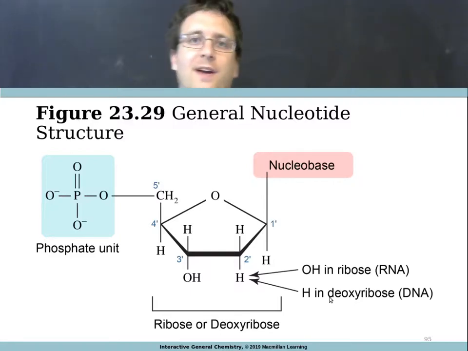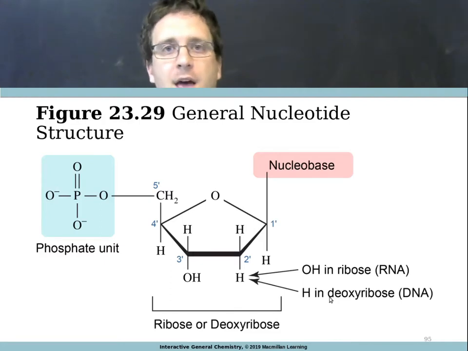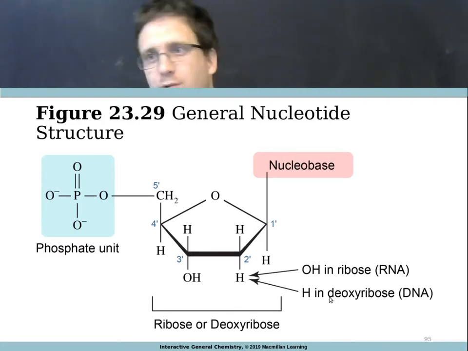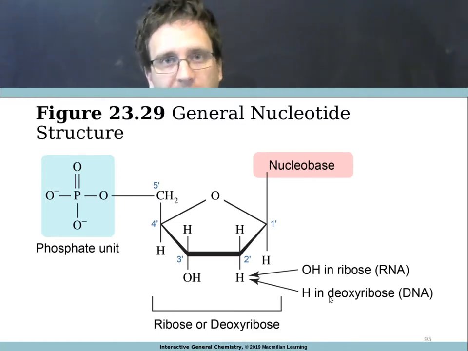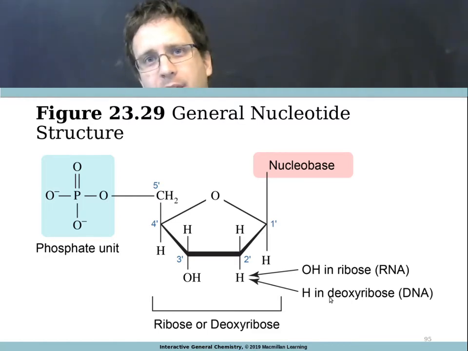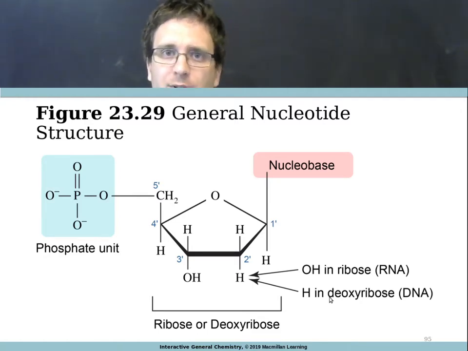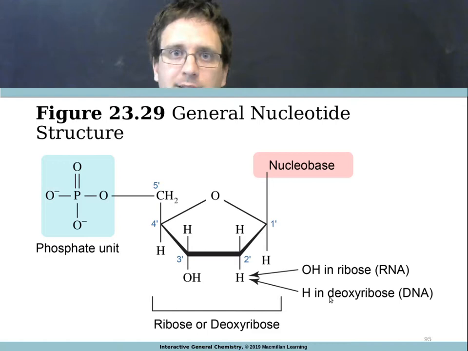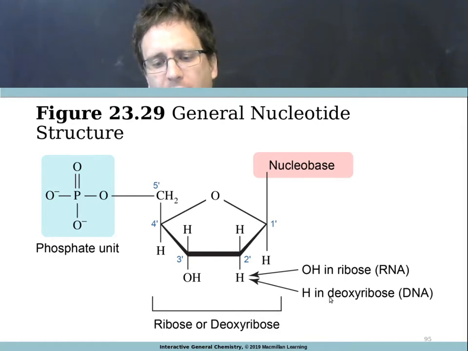Okay, the final section of the textbook is on nucleic acids. There are two main categories of nucleic acids: DNA and RNA. They both have extremely similar structures. DNA stands for deoxyribonucleic acid, and RNA is just ribonucleic acid, or ribose nucleic acid and deoxyribose nucleic acid.